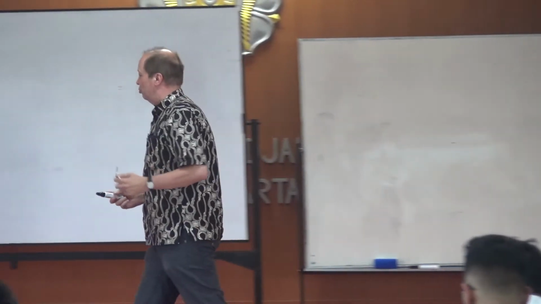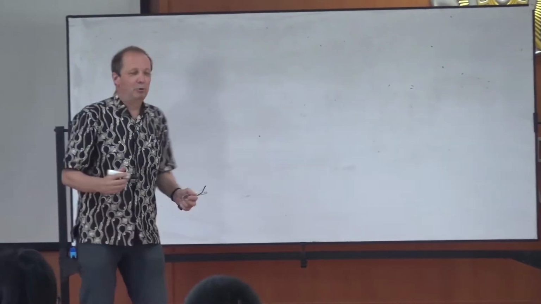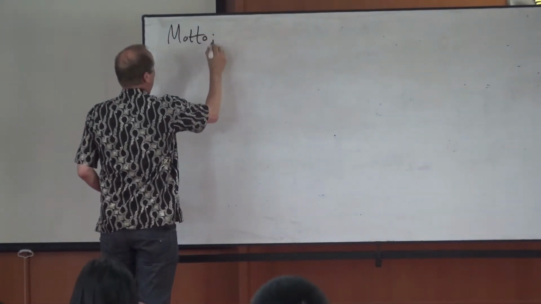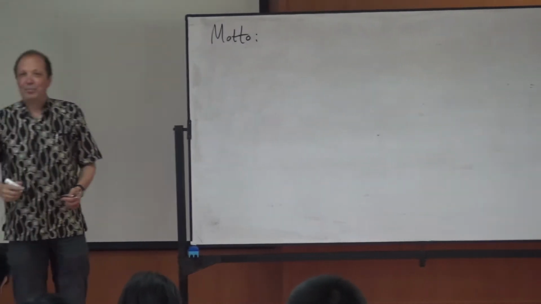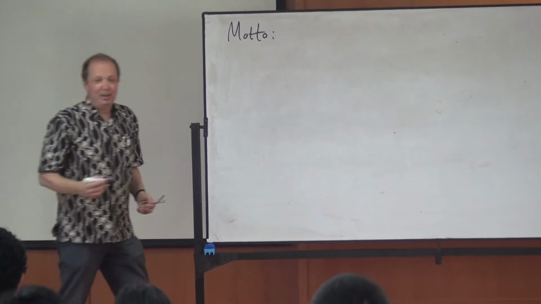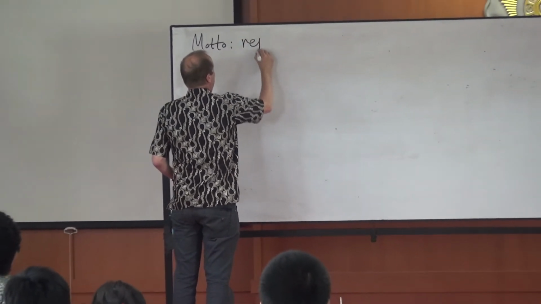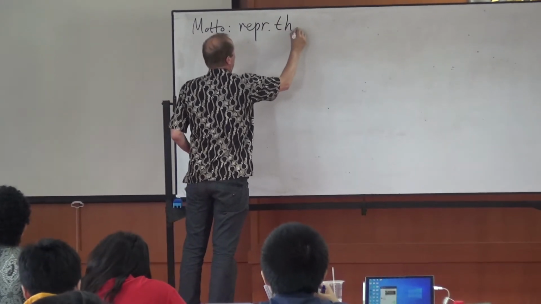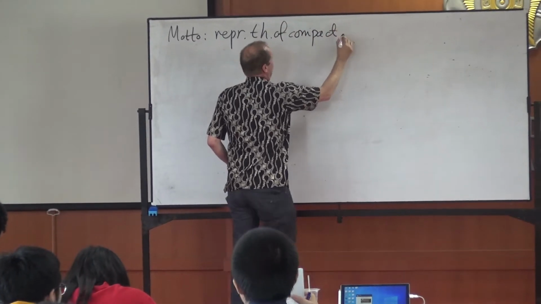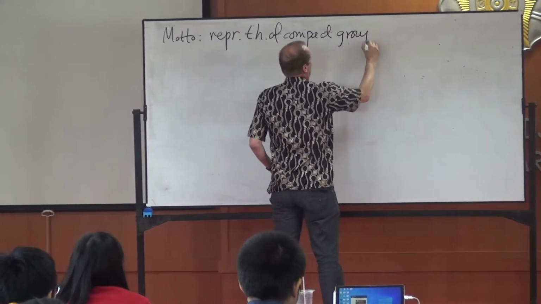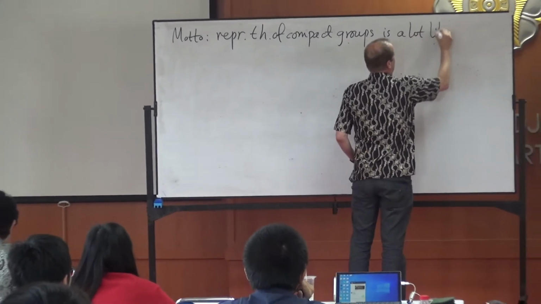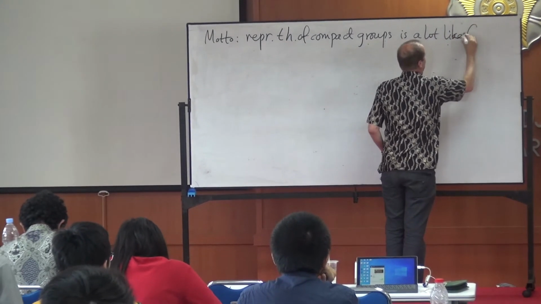So I want to do one thing first. The idea, there is a motto that I want to mention. You have seen a lot of representation theory of finite groups, and the motto is: representation theory of compact groups is a lot like that for finite groups.